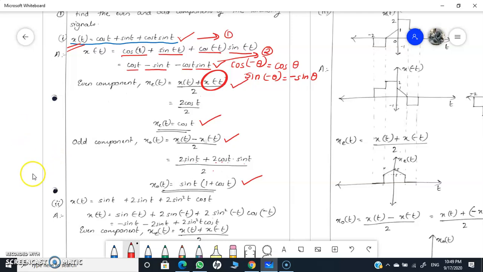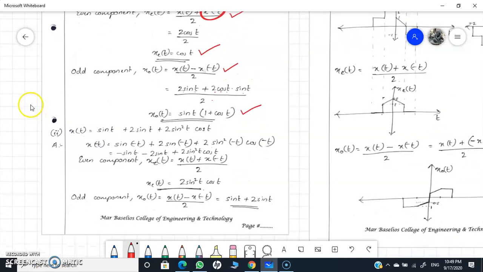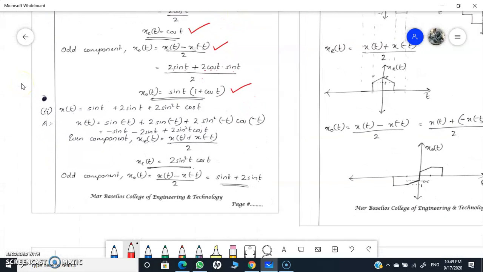Here you have x of t is equal to sin t plus 2 sin t plus 2 into sin square t cos t. Here also you need to find x of minus t, which is obtained by substituting every t with minus t in the given equation. So I am getting sin minus t plus 2 into sin minus t plus 2 into sin square minus t into cos minus t. Again apply the same thing.